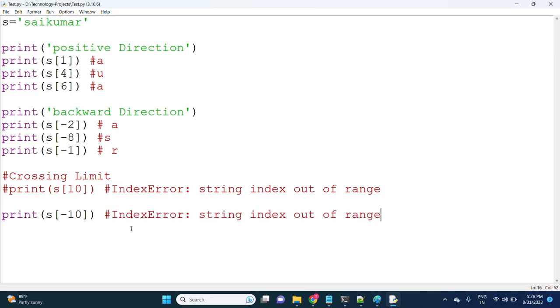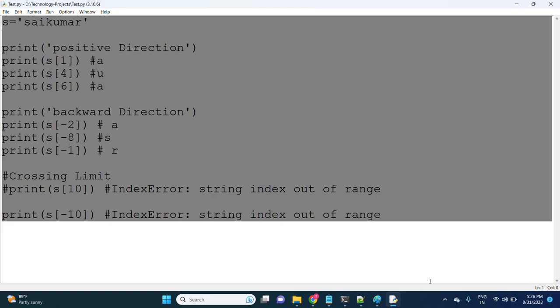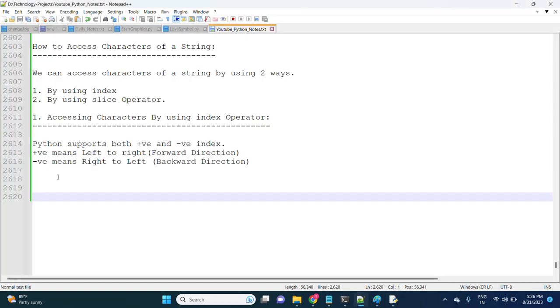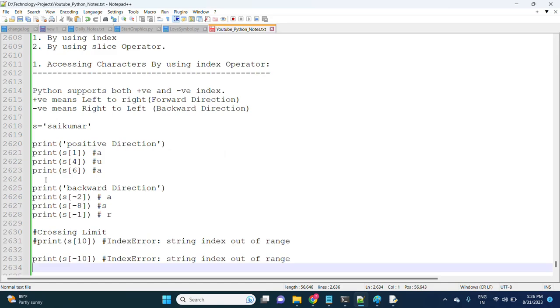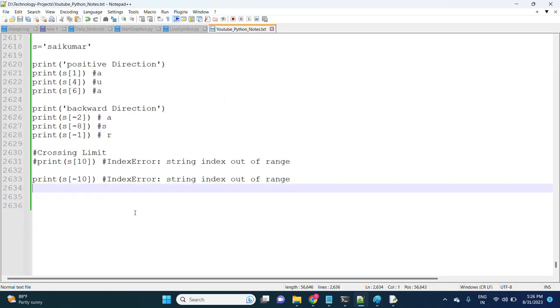So if you are accessing elements out of range in Python by using the index operator, it will give IndexError: string index out of range. Clear, right? So this is the way we can access characters by using the index operator.